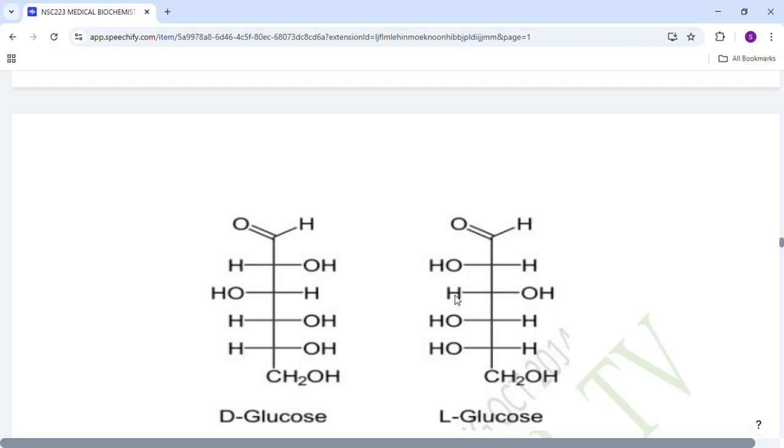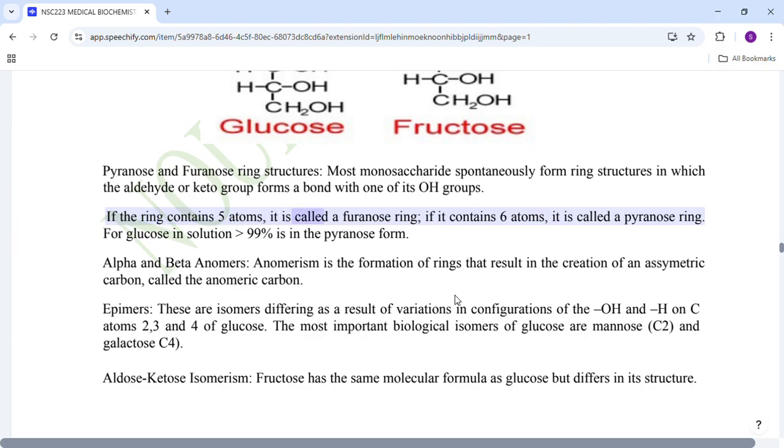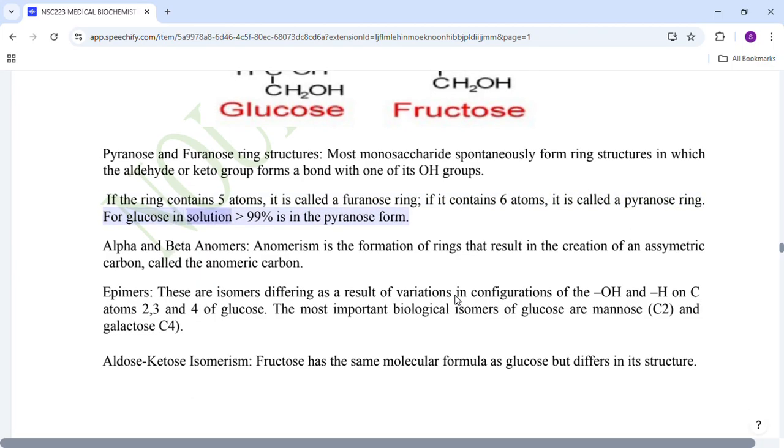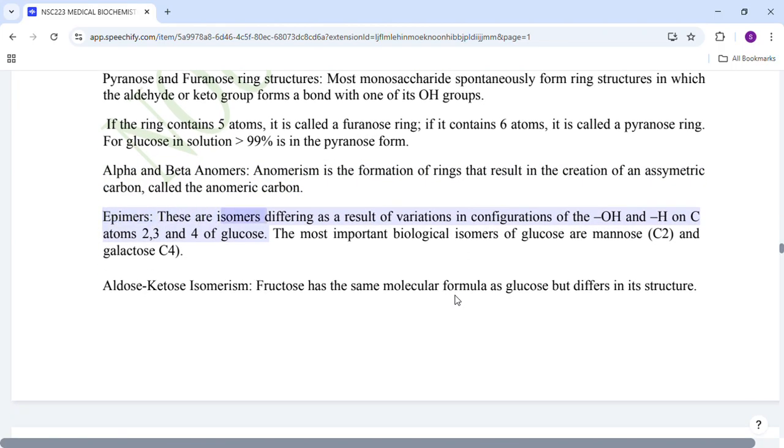Most monosaccharides spontaneously form ring structures in which the aldehyde or keto group forms a bond with one of its OH groups. If the ring contains 5 atoms, it is called a furanose ring. If it contains 6 atoms, it is called a pyranose ring. For glucose in solution, 99% is in the pyranose form. Alpha and beta anomers. Anomerism is the formation of rings that result in the creation of an asymmetric carbon, called the anomeric carbon.